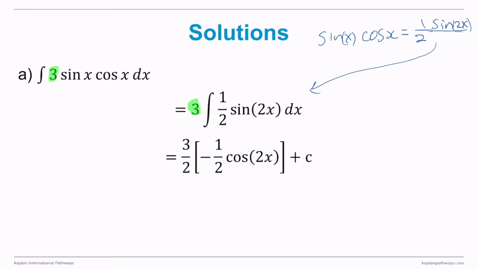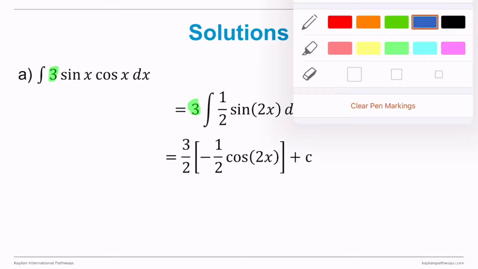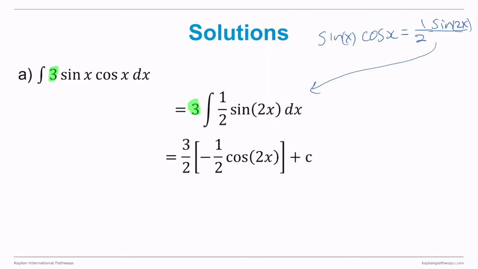And now the integration for the sine is minus cosine 2x divided by the derivative of the 2x. So we divide by the derivative, well, the derivative of 2x is 2.